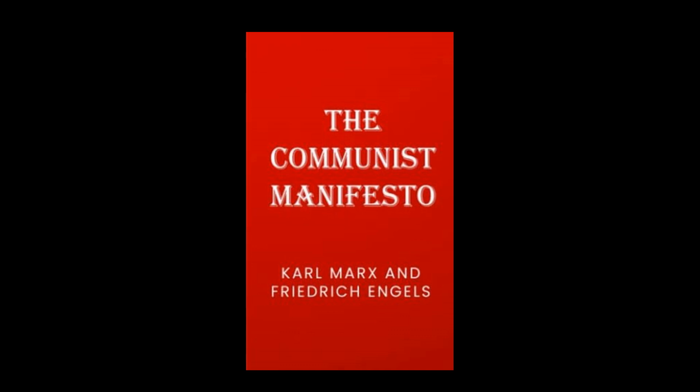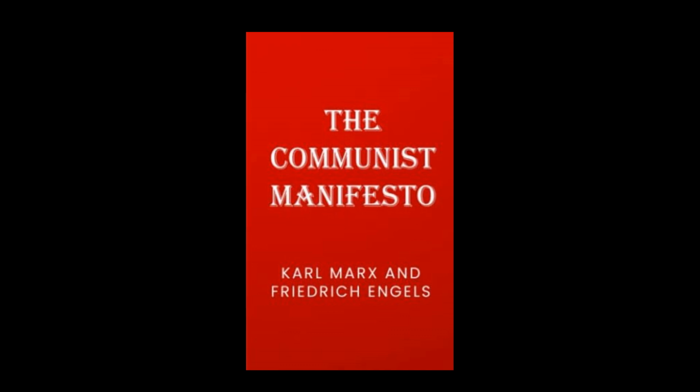Part 2. Proletarians and Communists. The second part of the Communist Manifesto discusses the relationship between the proletariat and the Communist Party. Marx and Engels argue that the Communist Party is the vanguard of the proletariat and that it exists to promote the proletarian revolution. The authors argue that the Communist Party should work to unite the working class and lead it in the struggle against the bourgeoisie.